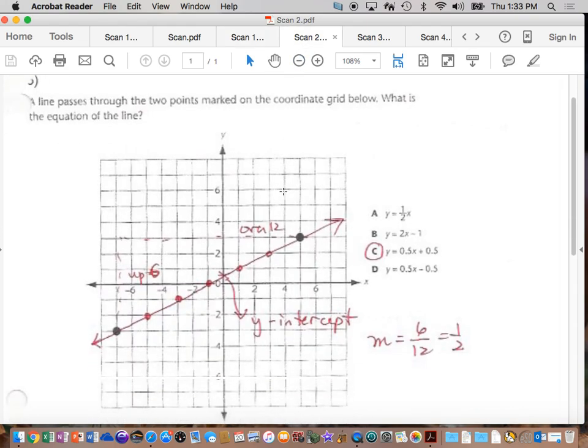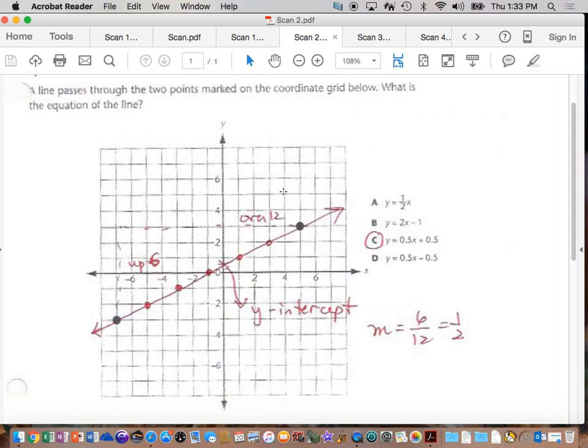All right, so now the next one says, what's the equation of the line that goes through those 2 points? So the first thing I did was I plotted the line, and then I said, well, what's the slope here? And I go up 6 over 12, and that reduces to up 1 over 2. So I plot that graph in there. And I look at all of these choices, and they all have a slope of a half, except choice B. So I know it can't be choice B.